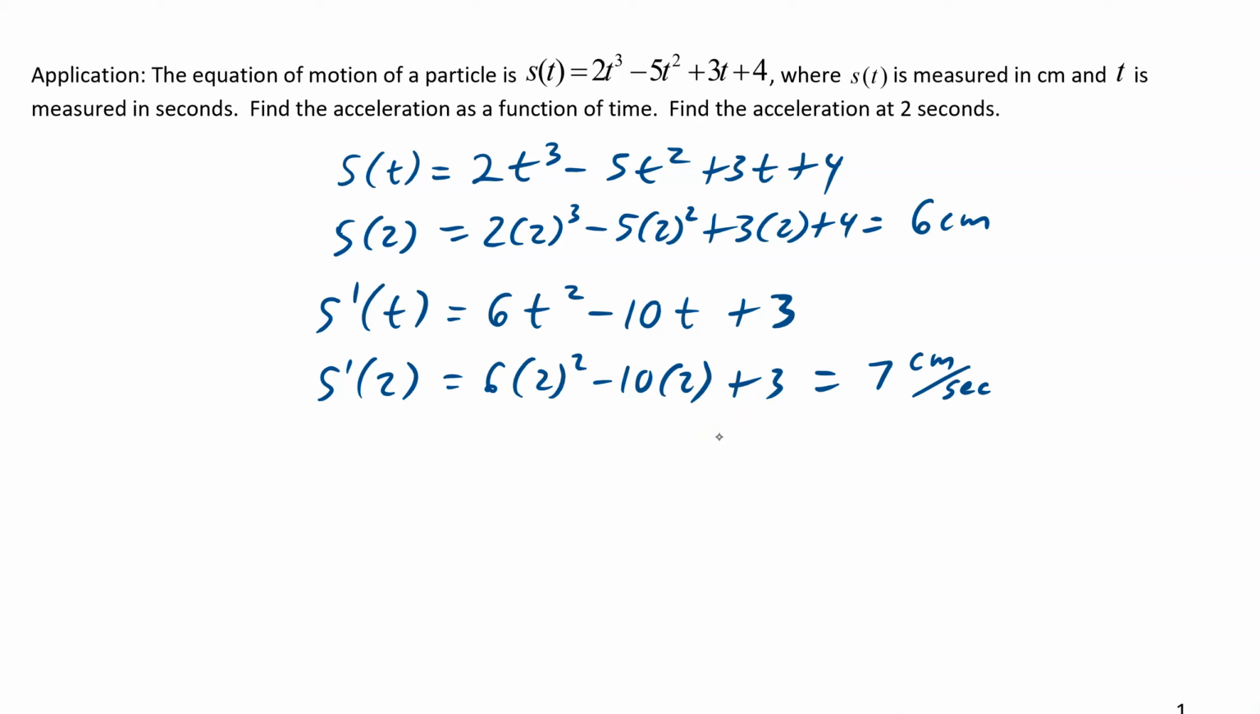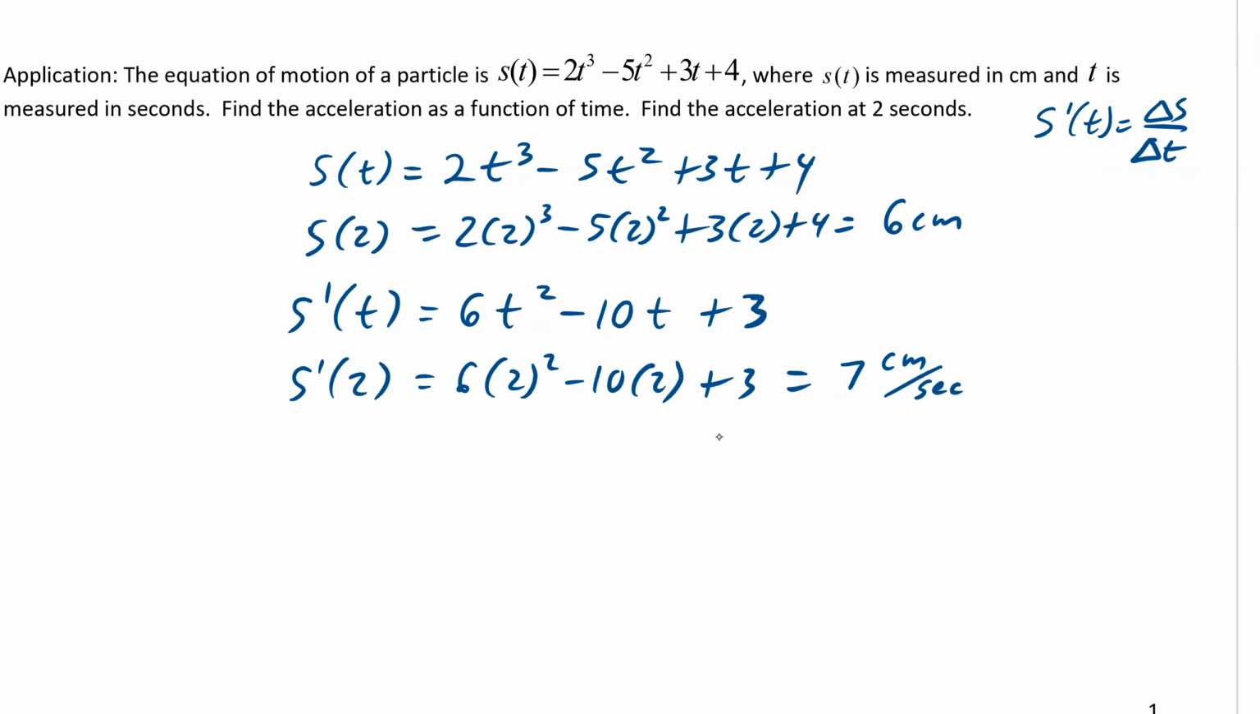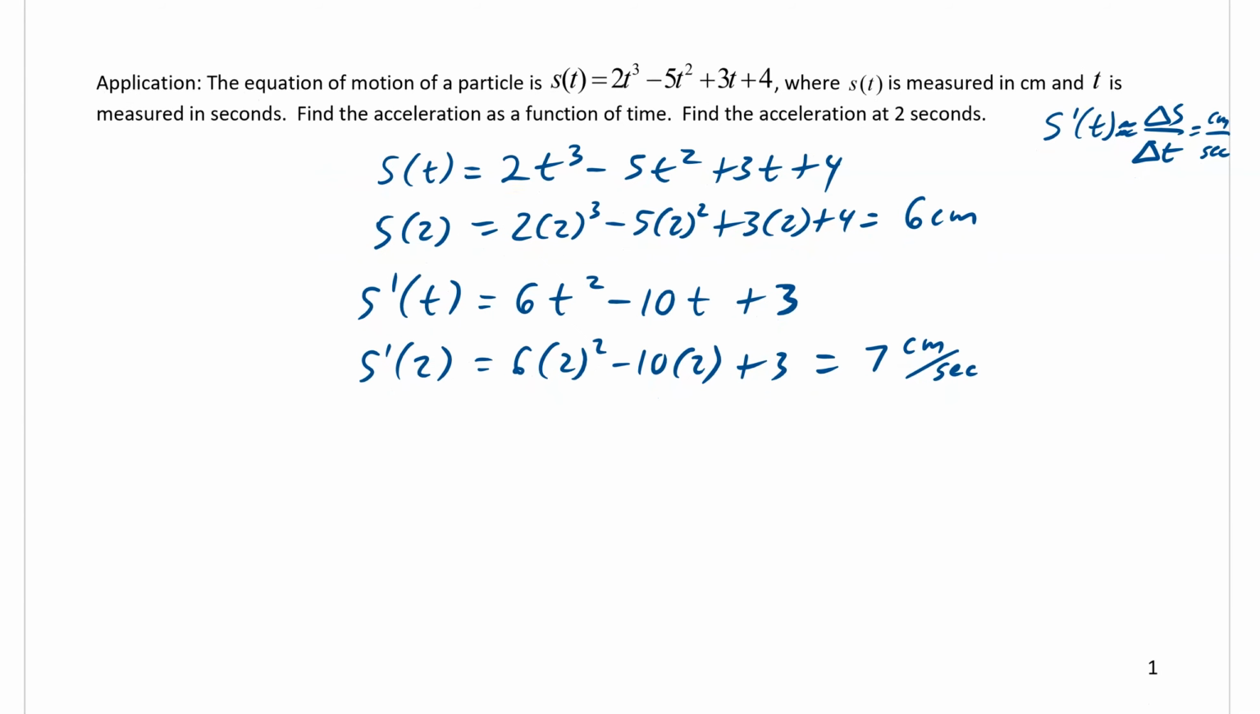Where am I getting these units? Remember, our s prime of t would be change in s over change in t. And our s is in centimeters, and our t is in seconds. So that gives our approximation. So they're saying at 2 seconds, it's going to travel at 7 centimeters per second. So at 2 seconds, we're at 6. And then we're going to go at 7 centimeters per second. So 1 second later, we would be at 13.